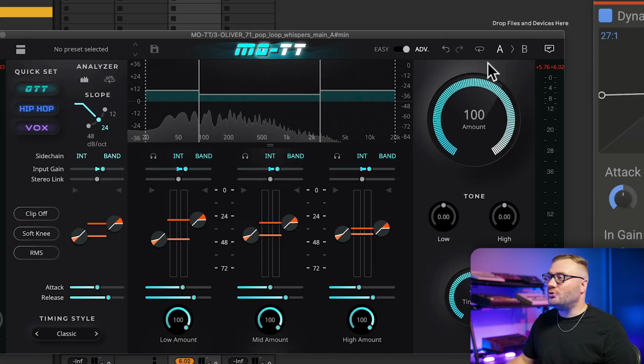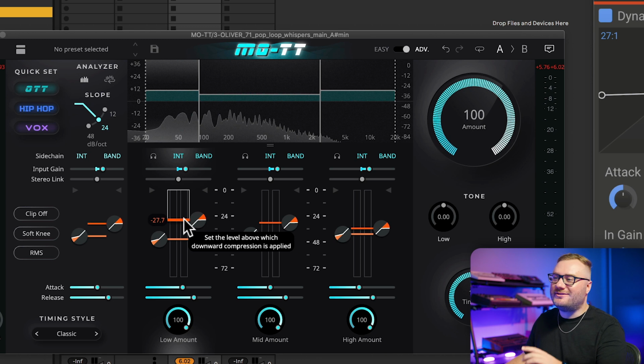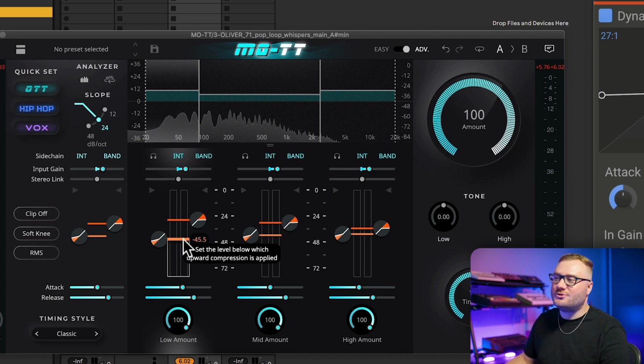If this is a little bit confusing, don't worry. It's just to understand the general concept of upward and downward compression. If you have tooltips on in MoTT, it's really helpful. It shows you which is the downward compression and which is the upward compression threshold.